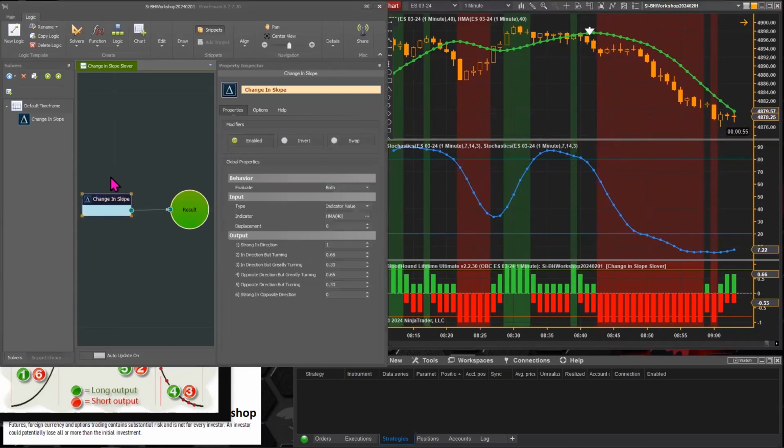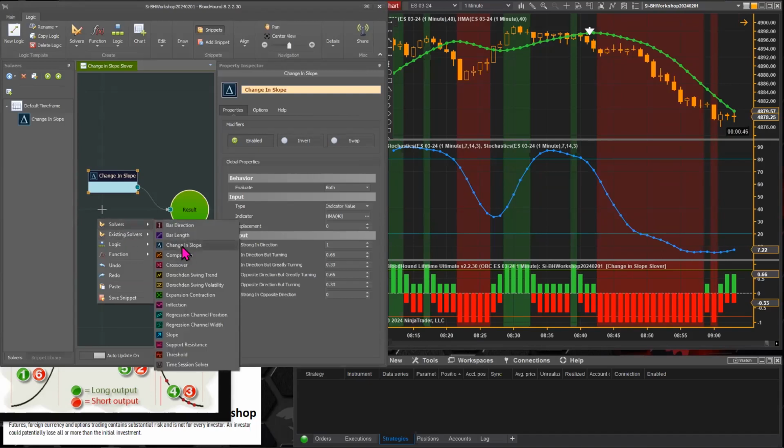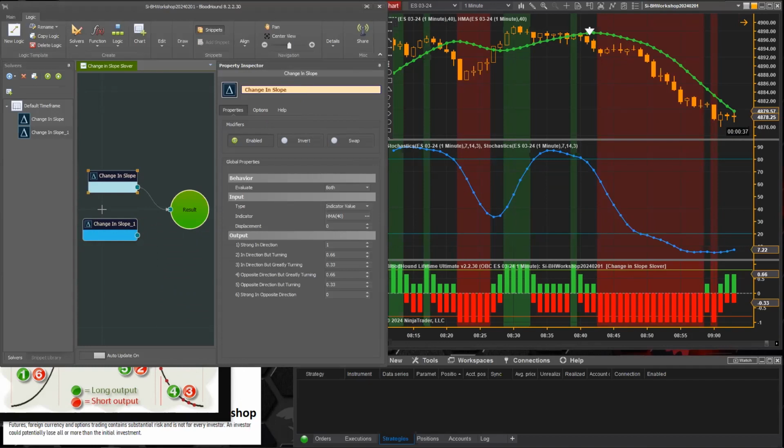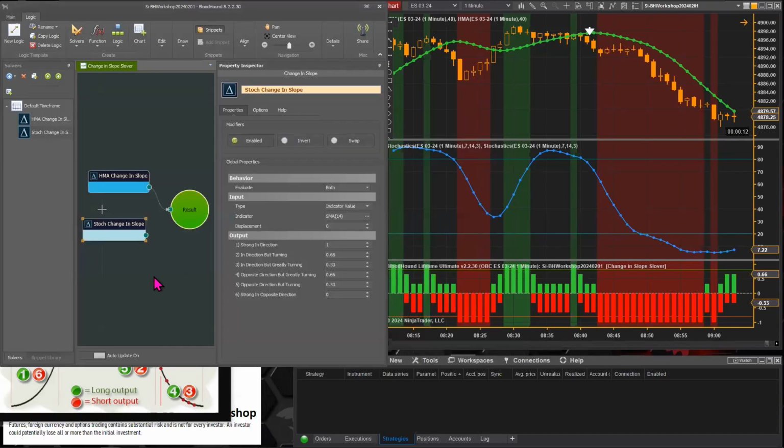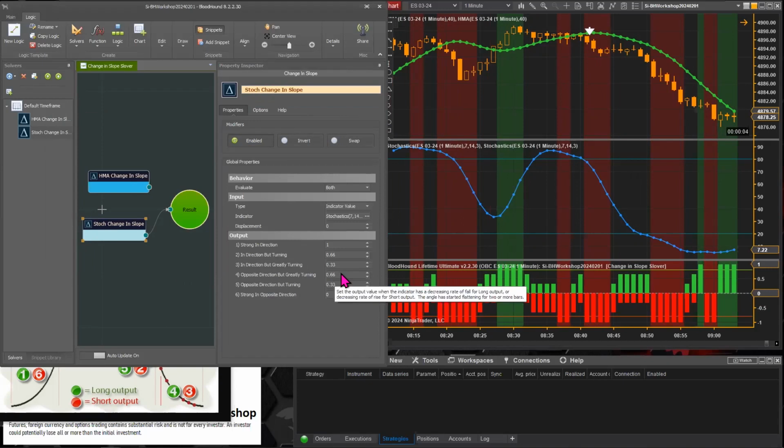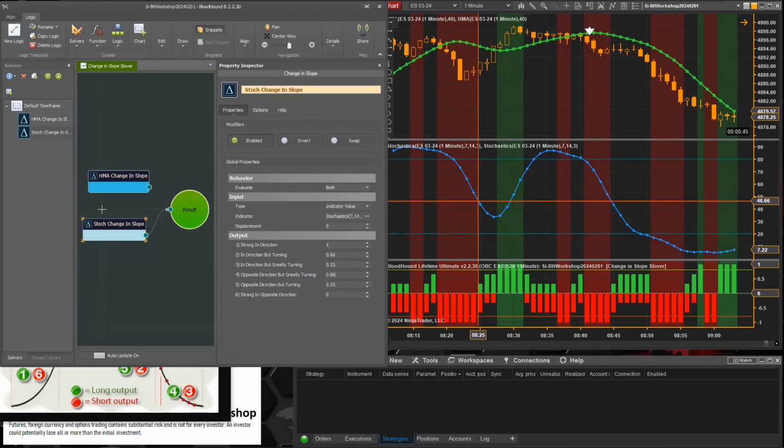All right, so let me also plug in the stochastics there and take a quick look at that. All right, so I have the stochastics plugged in here. And again, as you would expect, the curvature of the stochastics is going to be very, very similar to the HMA that I've got here. So let's turn off 5 and number 4 here.